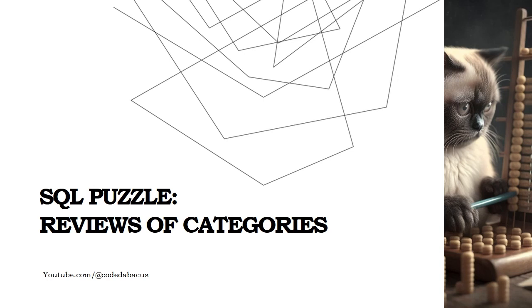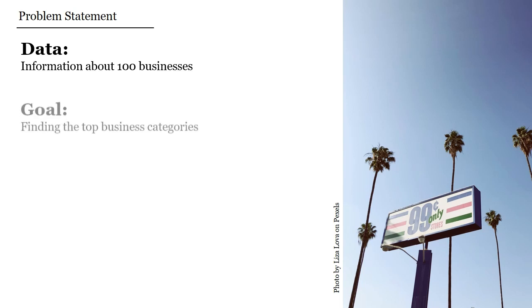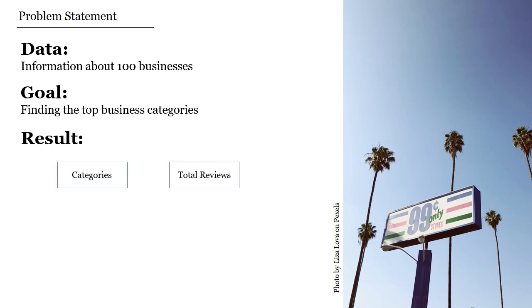Hi guys, today we are going to solve one SQL interview question from Yelp. The data for this question contains information about 100 businesses, and what we are looking for is that we want to find the top business categories among these businesses. So our final result should have two columns: the categories and the total reviews, and this should be sorted in descending order by the total number of reviews, so that the category with the most reviews will be on top, and then comes the next categories which have fewer reviews.